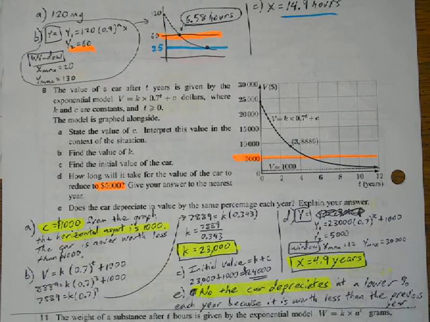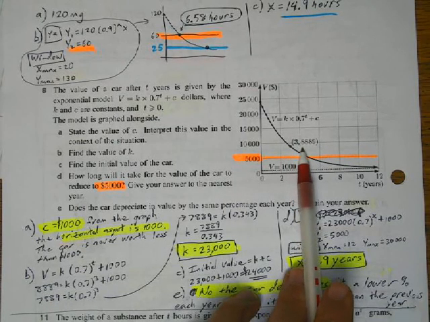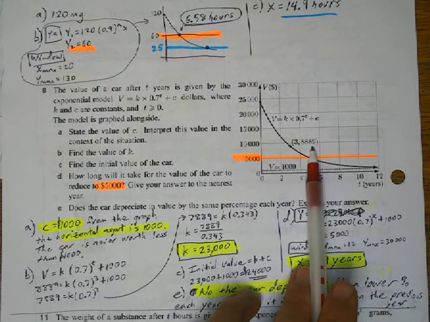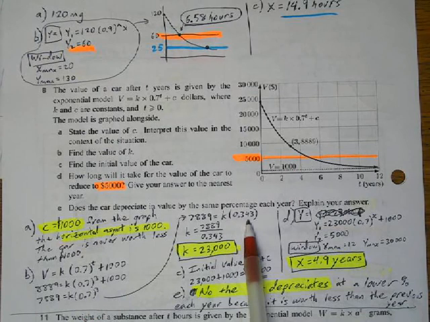Okay. Question B, find the value of k. Okay, so we've got a point right here on our graph, 3 comma 8889. So 8,889 equals k times 0.7 to the 3 plus 1,000. So if I subtract 1,000 on both sides, I get this value. And then 0.7 to the power of 3 is going to give me this decimal. Divide by the decimal, and then we get k is equal to 23,000.